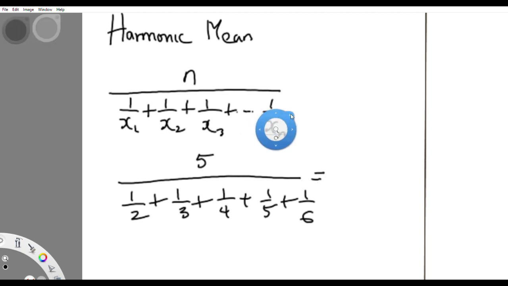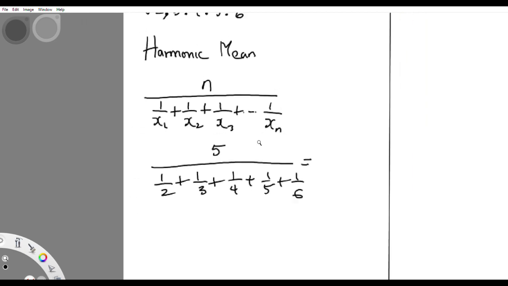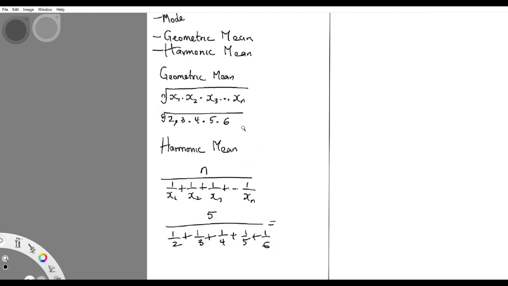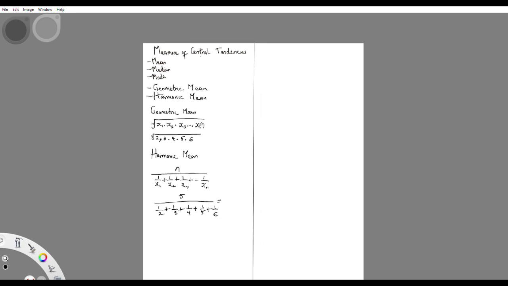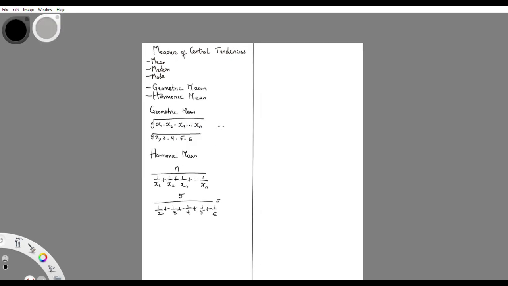So that's just to round off the measures of central tendency: mean, median, mode. We're going to continue with measures of dispersion.